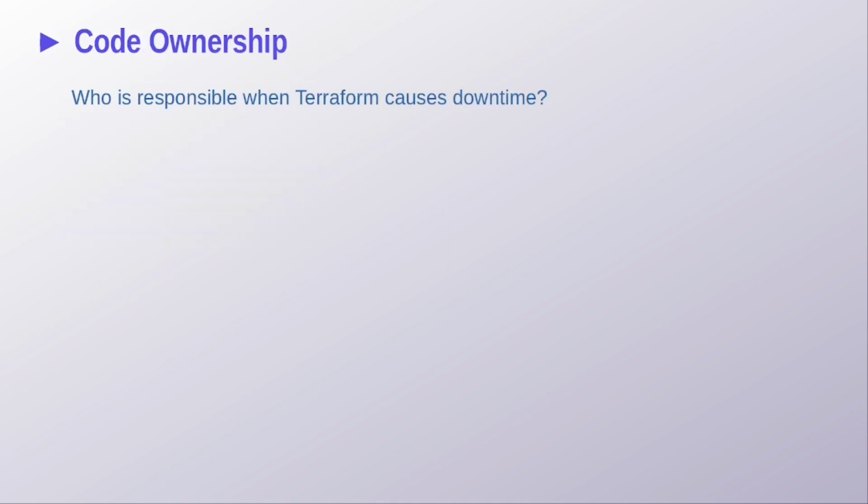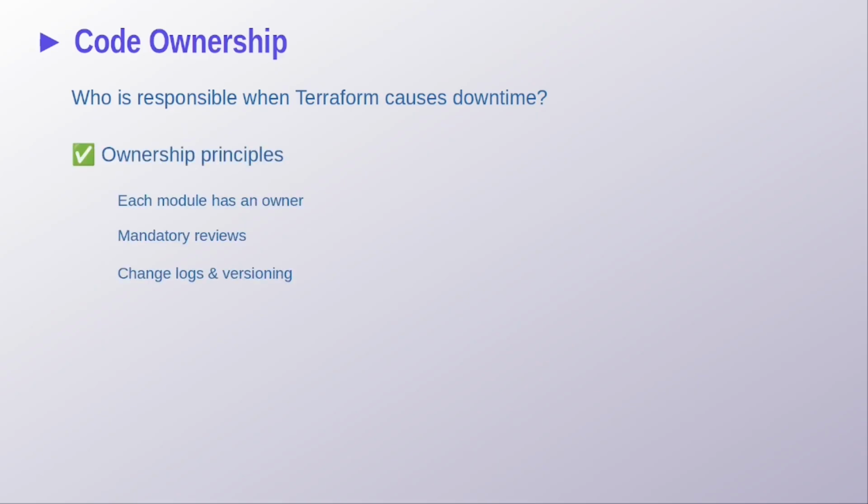Ownership. Who is responsible when Terraform causes downtime? This is a serious question, and professionals have a clear answer. Ownership principle: each module has an owner, mandatory review, change logs, and versioning.